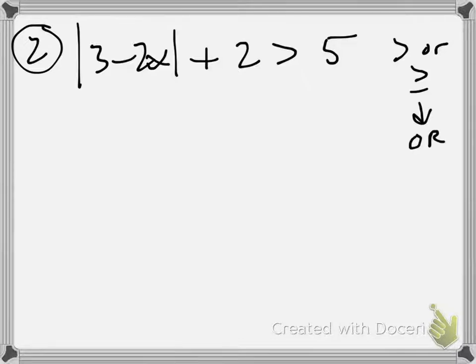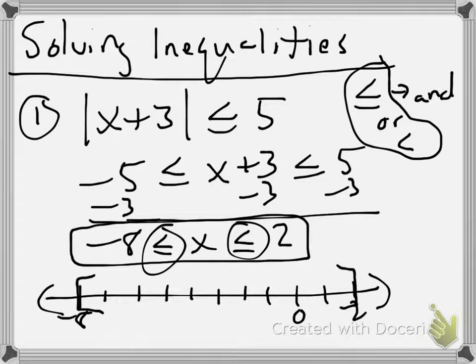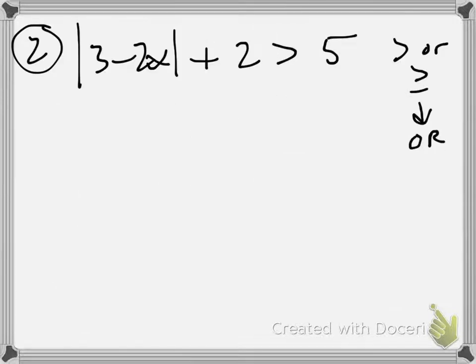Okay? Now, if you have a greater than or equal to, what you are going to create is an or statement. Now, before you do that, you need to get the absolute value sign by itself. See, in the last problem, the absolute value was by itself. We didn't have to move anything. There wasn't any number in front or behind. Now we have a number behind. We have to minus 2 first.